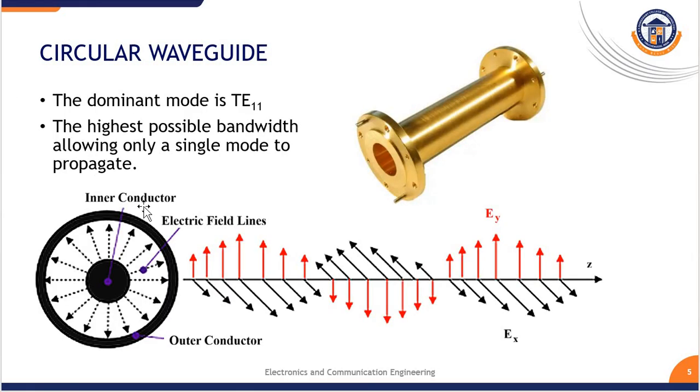Circular waveguide: the dominant mode is TE11, with the highest possible bandwidth, allowing only a single mode to propagate. This is the wave in a circular waveguide.